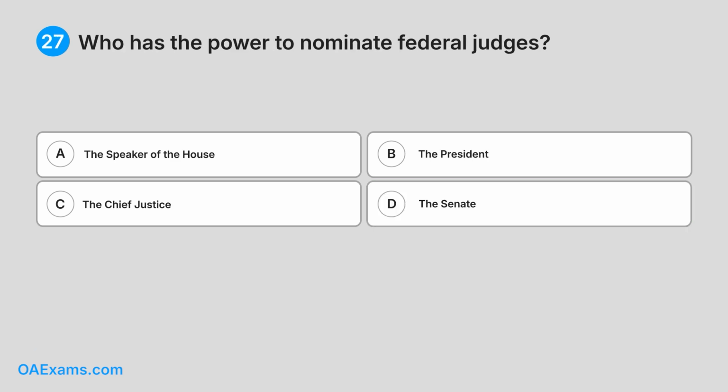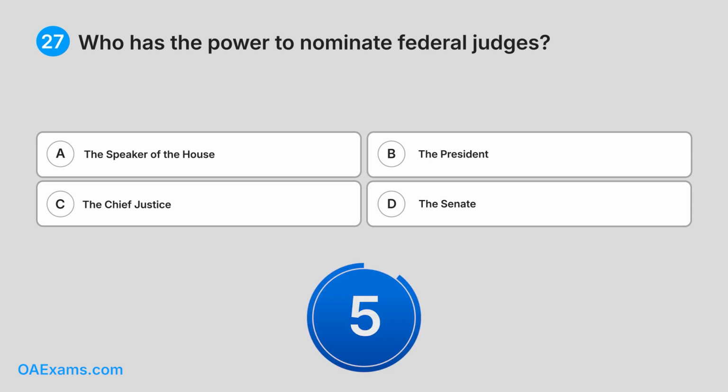27. Who has the power to nominate federal judges? A. The Speaker of the House. B. The President. C. The Chief Justice. D. The Senate. Can you guess the answer?